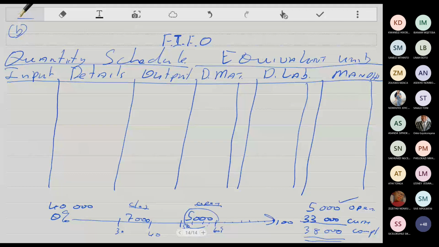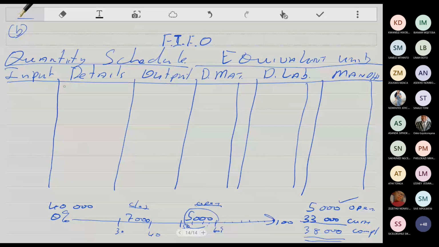Now we've started talking about process costing. Is that clear now, Cornel? Okay, yes, sir. Thank you, sir. Okay, thank you. Now let's go and present. You are going to be more clear than when we presented the information on the quantity schedule.